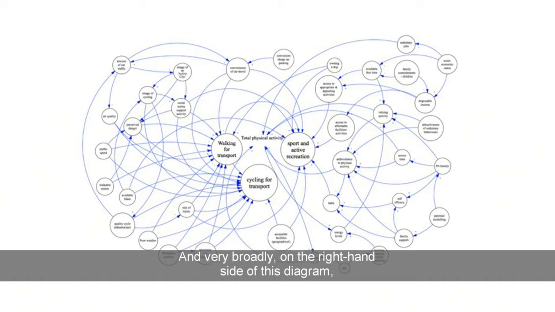And very broadly, on the right-hand side of this diagram, we've got individual level actions, providing people with information, social marketing schemes and so on. On the left-hand side, we've got more structural things, cycle lanes and so on and so forth. And in the middle, we've got the kinds of things that get measured, levels of walking and cycling, and so on and so forth. And we worked with people in this local authority, and we said, draw on this map the kinds of things that you think would be really helpful to do to increase the level of walking and cycling and physical activity in general.